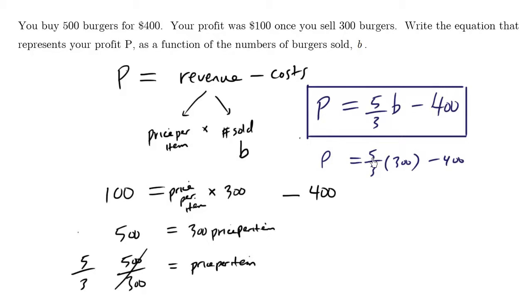Now think about how useful this is. Imagine we want to know what the profit is if we sell 400 burgers, or we want to see how much we lose if we sell only 100 burgers. We can just plug in different B values, or we can even plug in a P value to go backwards and find out what the B value should be. Now it's interesting to note that we bought 500 burgers to resell. So theoretically, I'm not allowed to plug in a number bigger than 500, because then we'd be calculating the profit for burgers that we don't have.